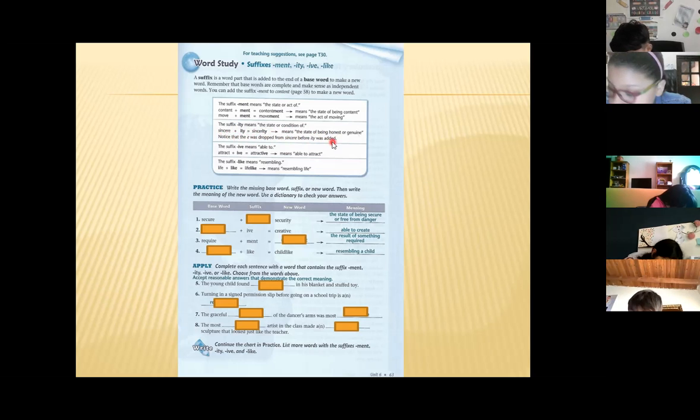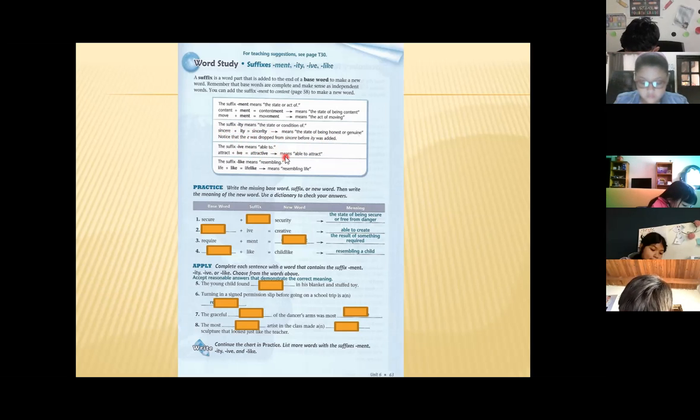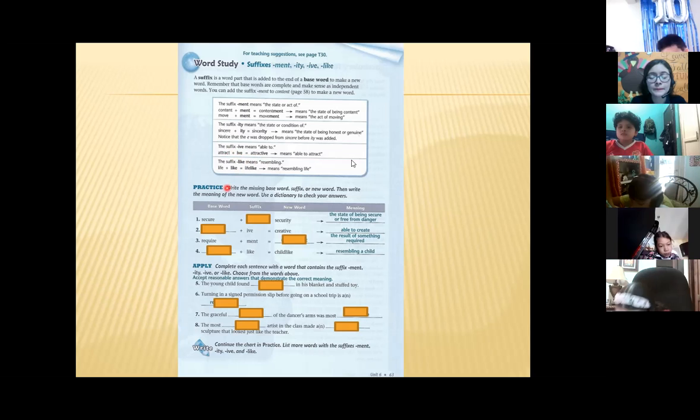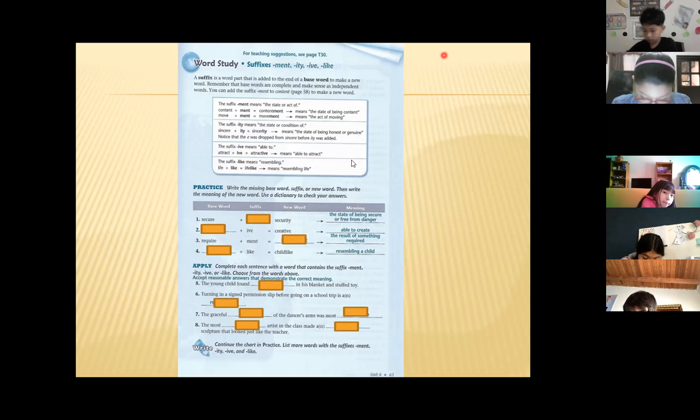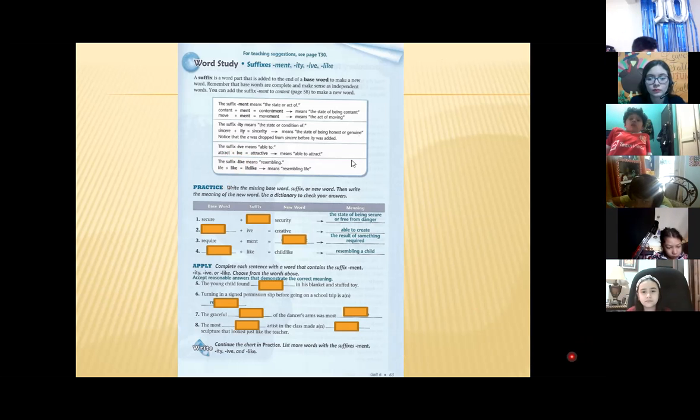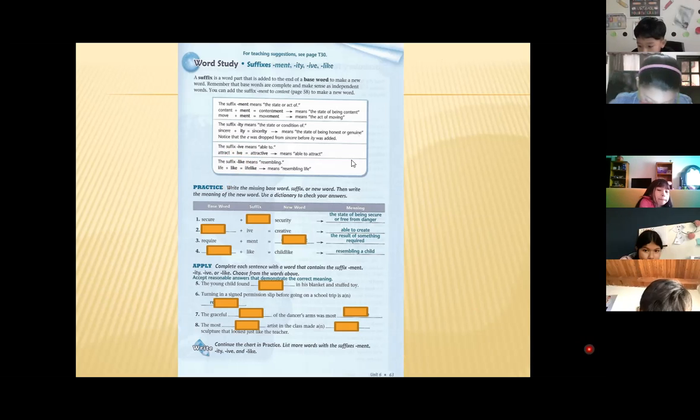The suffix if, attractive, it means able to attract. Attract is one word, and when we attach it, you have to write attractive. Right now you have to listen. Marcelo, you don't have to be copying right now. Because what happens if you just copy? If you don't understand, we need to understand and then copy.